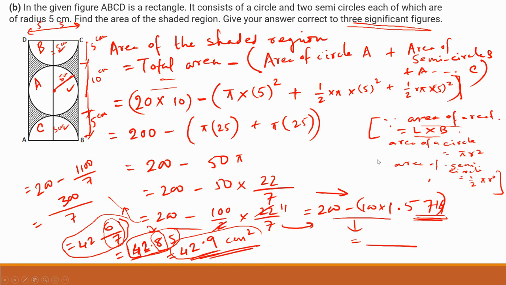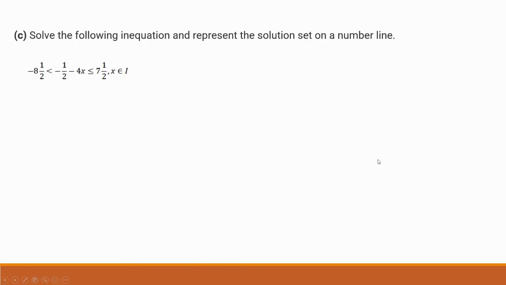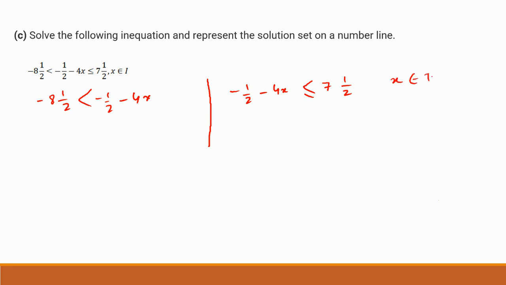Okay, digits, figures, whatever. So let's go to our last problem of our session. Solve the following equation, represent the solution set on the number line. So the equations we get are minus half minus 4x, and we get the other equation as minus half minus 4x and 7 times 1 7 whole 1 by 2, right? X belongs to integer. So you have to solve the following equation, represent the solution.